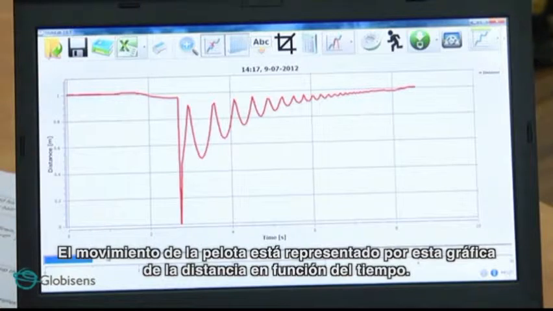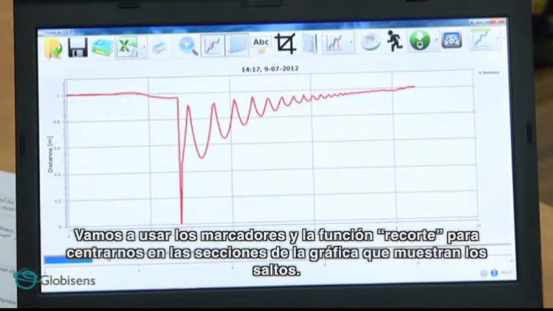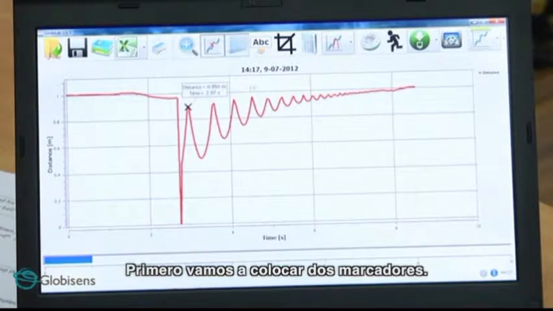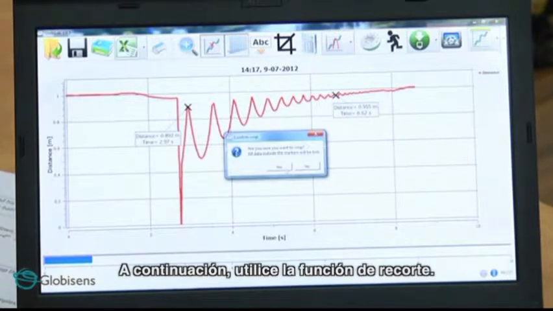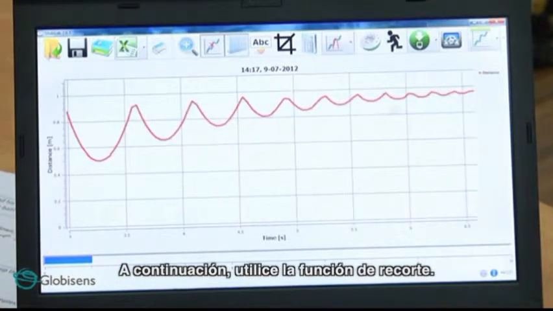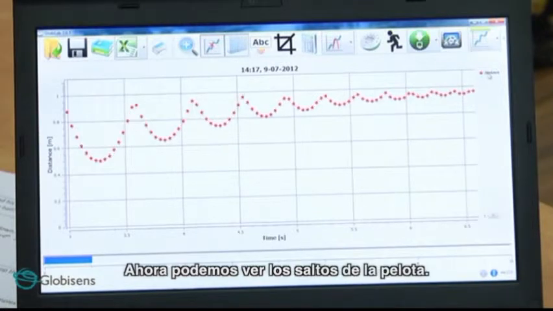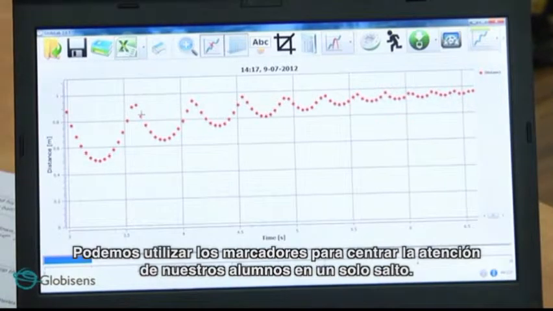The ball's movement is represented by this graph of distance as a function of time. Let's use the markers and crop function to focus on the graph section showing the ball's jumps. We will first place 2 markers. Then use the crop function. Now we can see the ball's jumps. We can use the markers to focus our students' attention into a single ball jump.